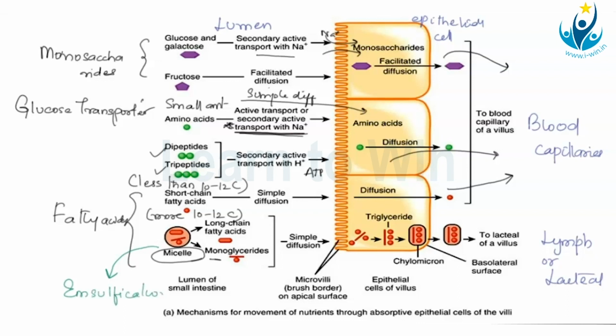Okay, so when this happens, whatever long chain fatty acids and monoglycerides are there will first enter by simple diffusion into the cell, and in this cell they revert back to triglycerides. They form a structure called a chylomicron, and this chylomicron, instead of going into the blood capillaries, goes into the lacteal or the lymphatic vessels. How that is going, we are going to see.